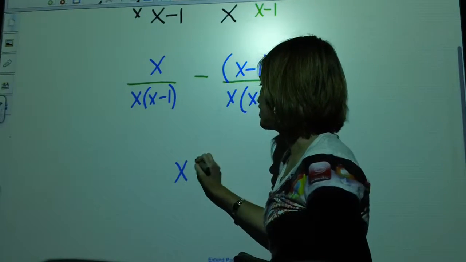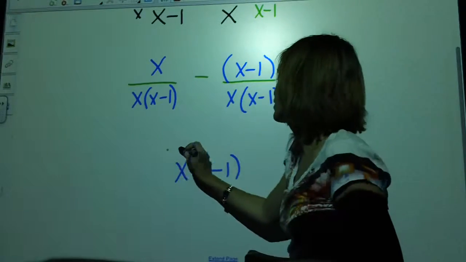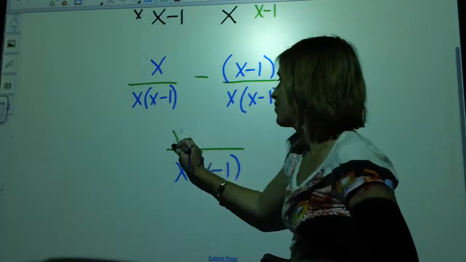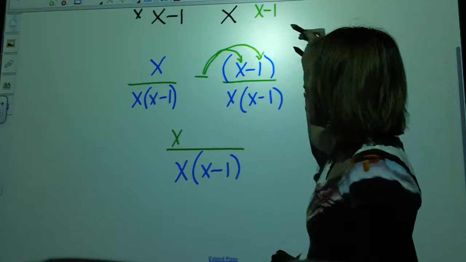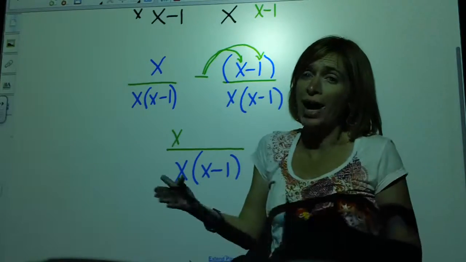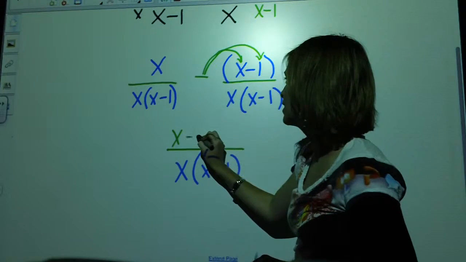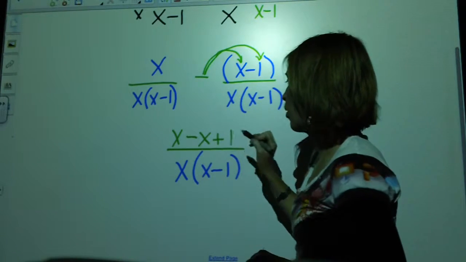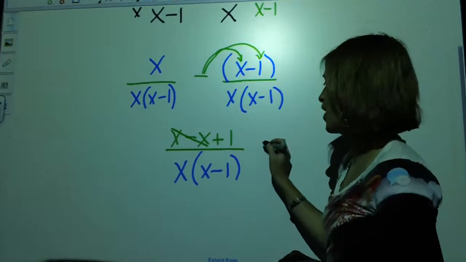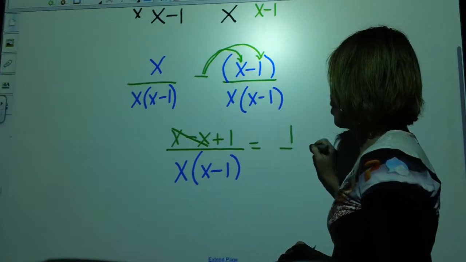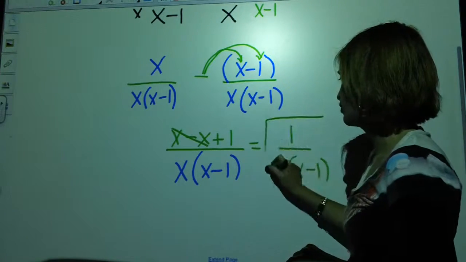Well, now that the denominators are the same, we add or subtract the numerators. So I have x, but this negative has to get distributed to both the x and the negative 1 because it's subtracting an entire quantity. So that would become x minus x plus 1. These x's would cancel. Sorry about that. And I get 1 all over x times x minus 1. And there's my final answer.